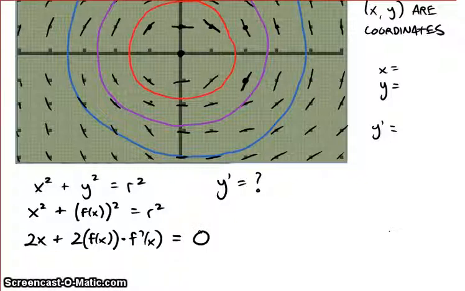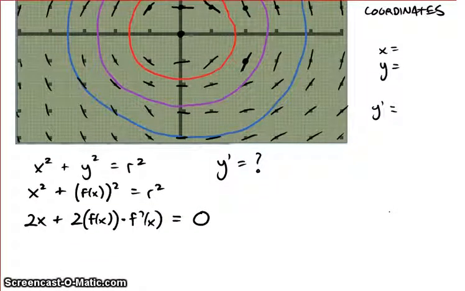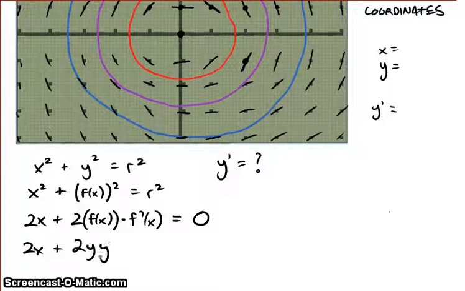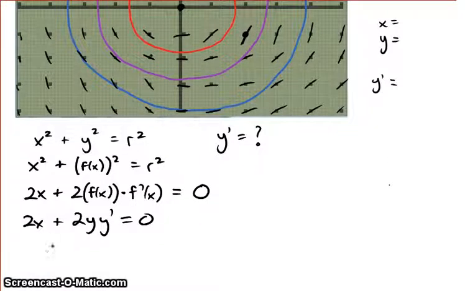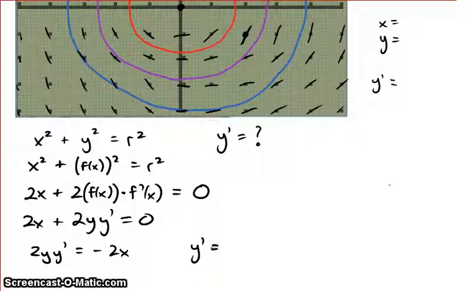R squared is just a number. It is not a function or anything like that. Think of that r squared as just like a big capital C. So what we do now, 2x plus 2. Let's go back to our y notation. y times y prime equals 0. If we clean this up and try to isolate y prime, we get 2y times y prime equals negative 2x. Divide both sides by 2y, and we get y prime equals negative 2x over 2y.